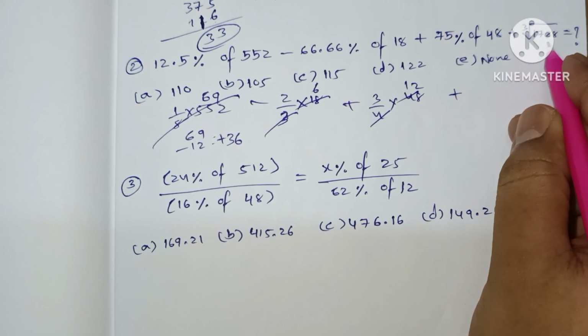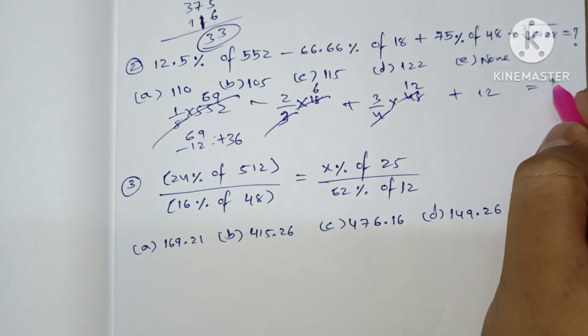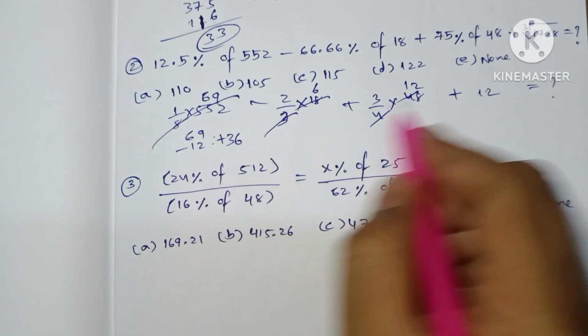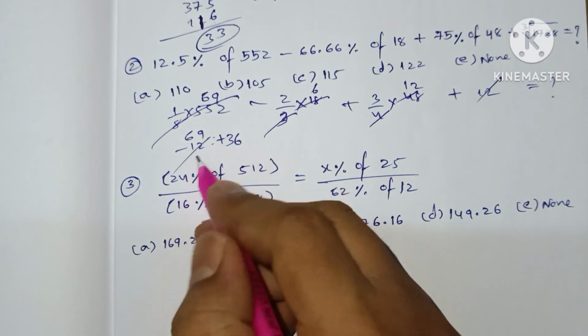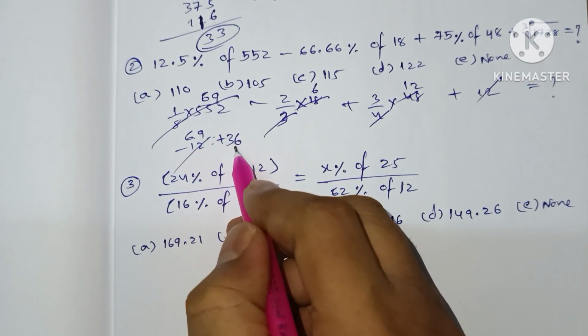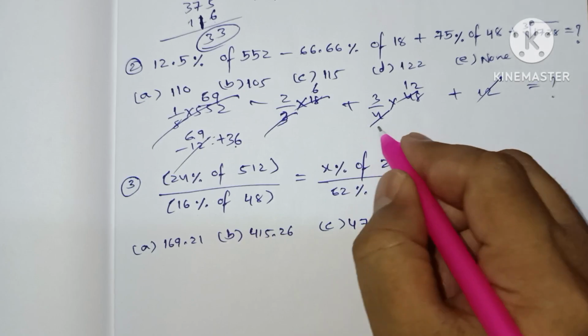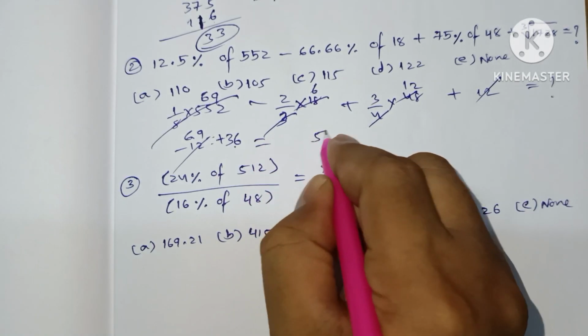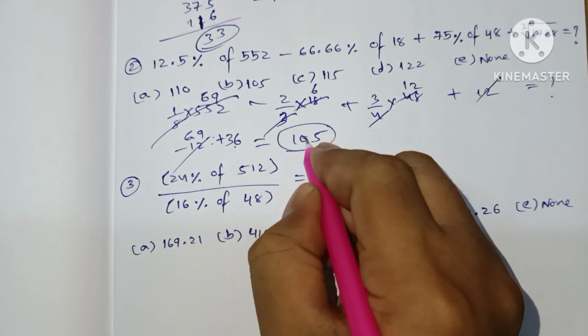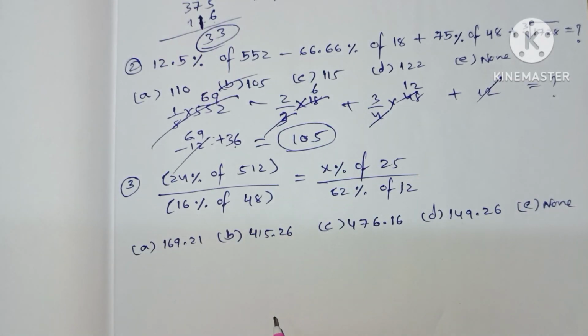Plus this will be 12. For equals to question mark. So this 12 and this 12 cancels. Now we are left with 69 plus 36, which will be 105. So our answer will be 105, option B.